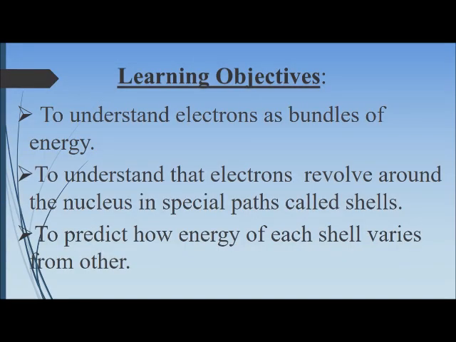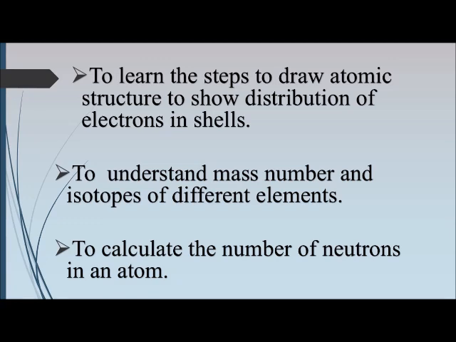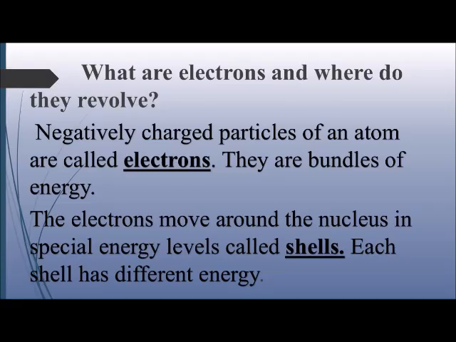In today's session, we will cover the following topics: electrons and filling electron levels, mass number and isotopes. After watching this video, you will be able to understand that electrons are bundles of energy. They revolve around the nucleus in special paths called shells. Each shell has different energy. You will also learn how to draw atomic structure of different atoms and how to show distribution of electrons in shells, mass number and isotopes of different elements. You will learn to calculate the number of neutrons in an atom.